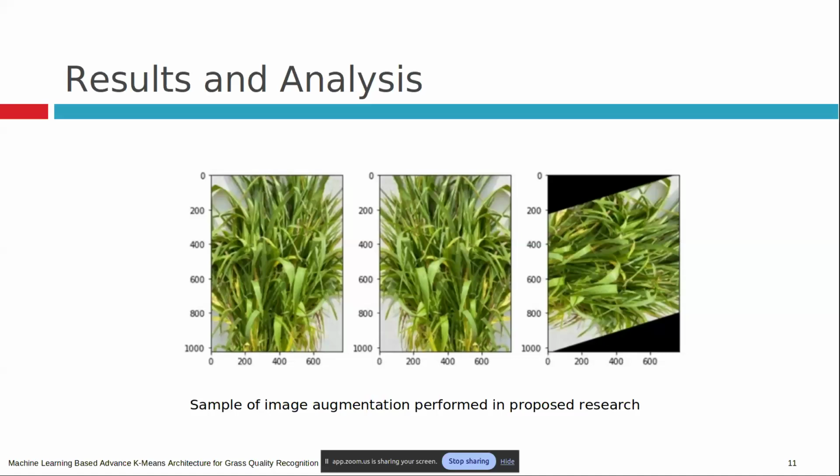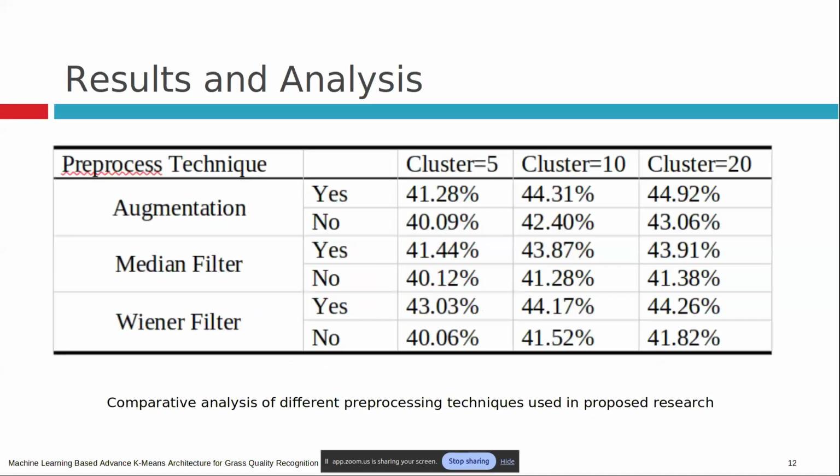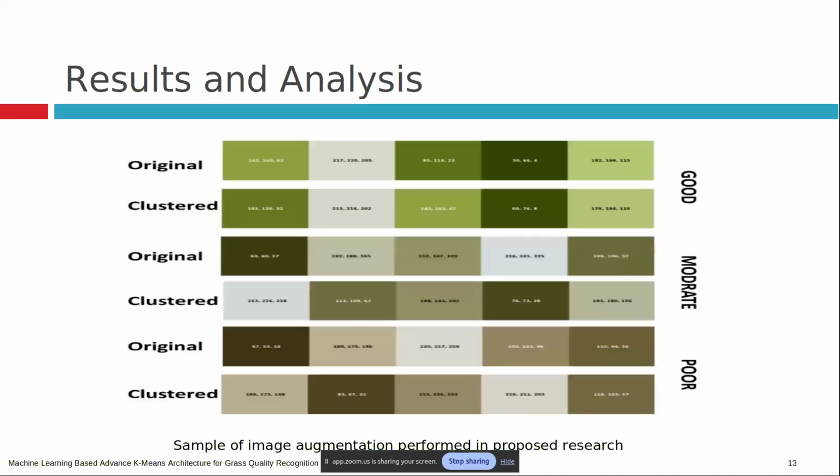So what we get as output is something like this. If we implement augmentations on clusters of 5, 10, or 20, we get these accuracies for the median filter and for the linear filter. This is the outcome. Based on that, we identify the color format, that is RGB. You can see the good color format of RGB, the moderate one and the poor one.